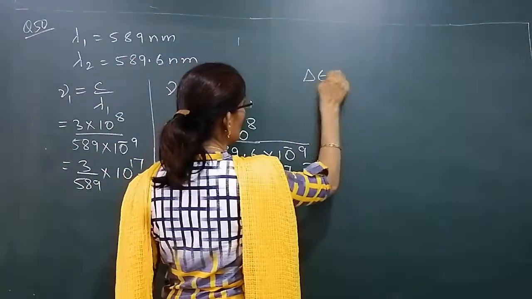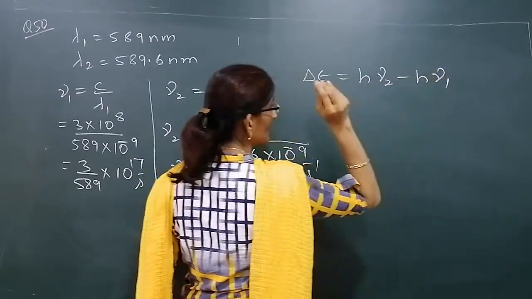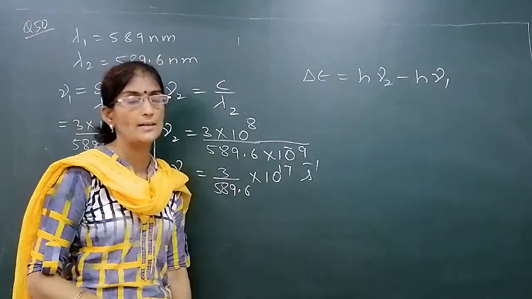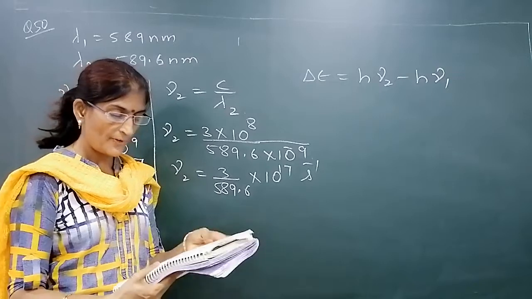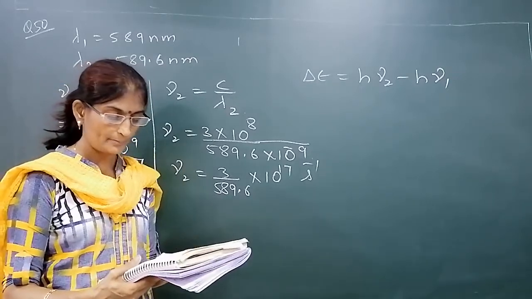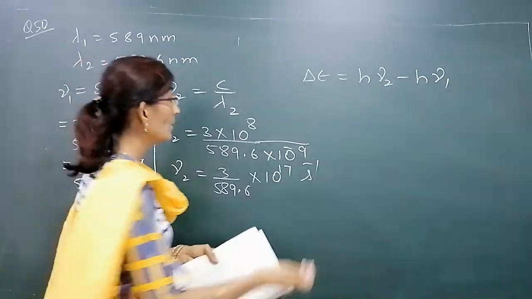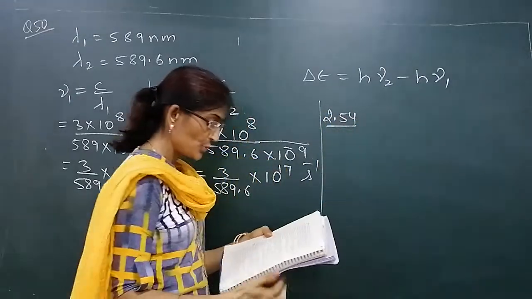The question asks for the energy difference, delta E. You can find delta E: H nu 2 minus H nu 1, by nu 2 nu 1. Put up the values and calculate delta E. That is the change in energy. Question number 51 we had done. Then it is question number 54. The rest you solve yourself, and if you have doubts, ask.